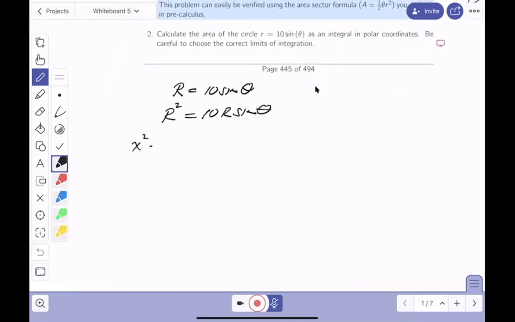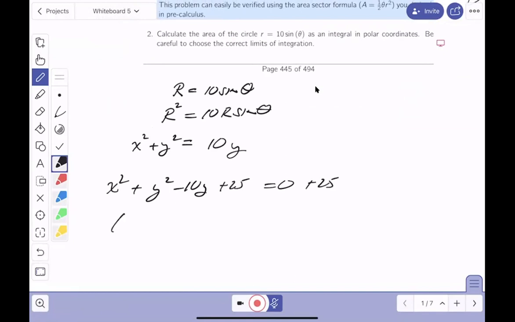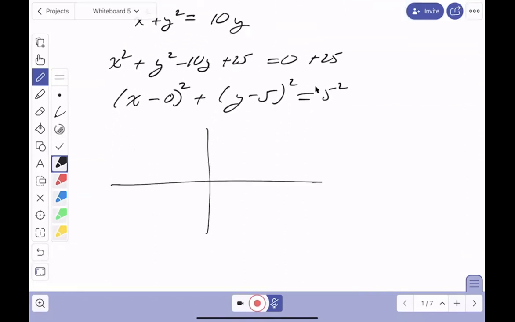This would be x squared plus y squared is equal to 10y. You get x squared plus y squared minus 10y equals 0. Complete the square. I'll add 25 to both sides to accomplish that. And what do you get over here? Well, I'll write down formally, x minus 0 squared plus y minus 5 squared is equal to 25, which is 5 squared. So what do I know? I got an equation of a circle, and its center is going to be (0, 5), and it's got a radius of 5.